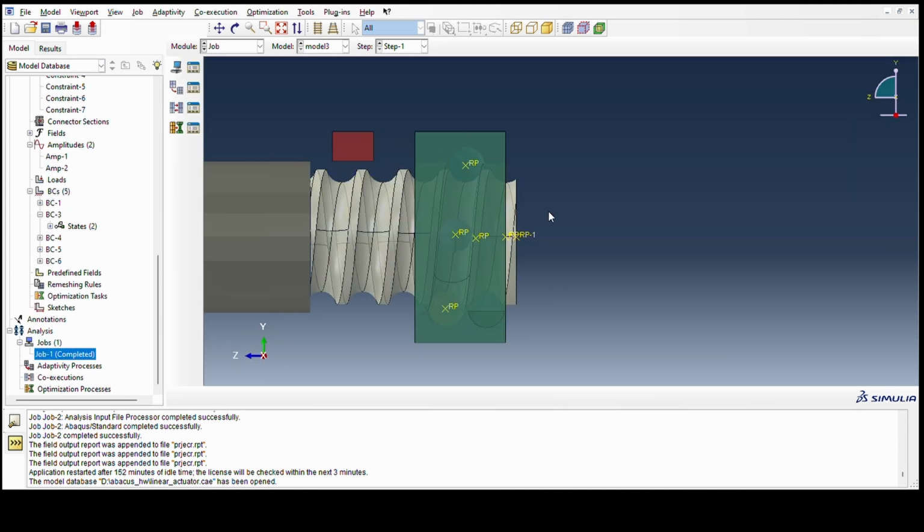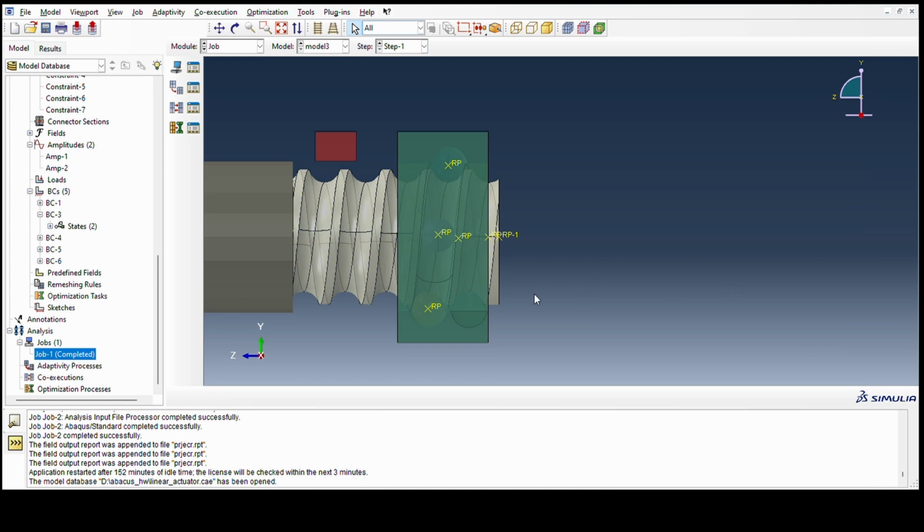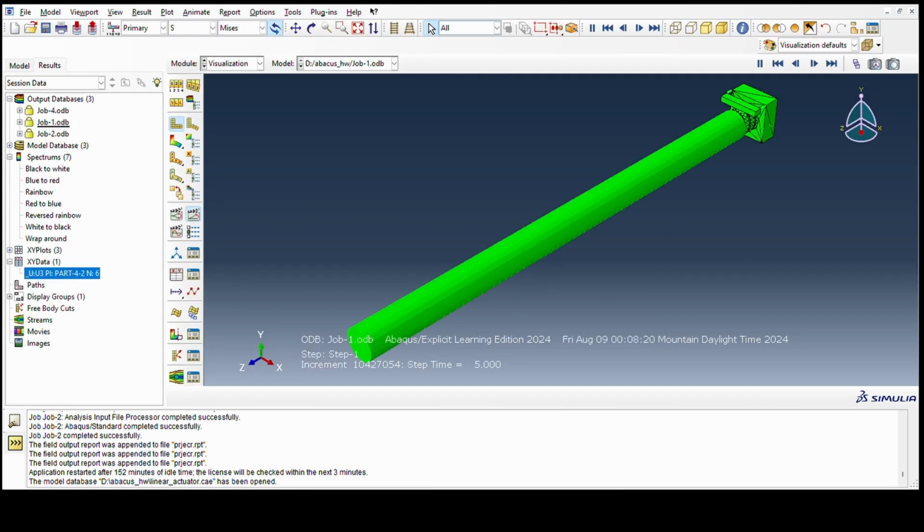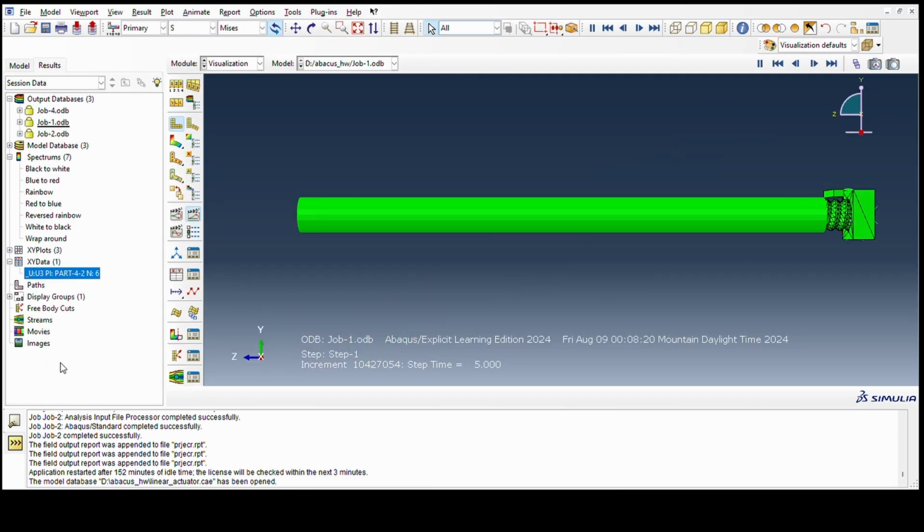And I created a job on the model 3, and when we run the job, it takes a very long time, so I'm skipping the running part. And this is how the final output looks like.